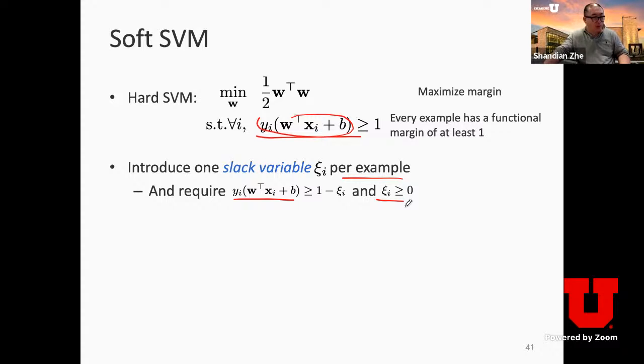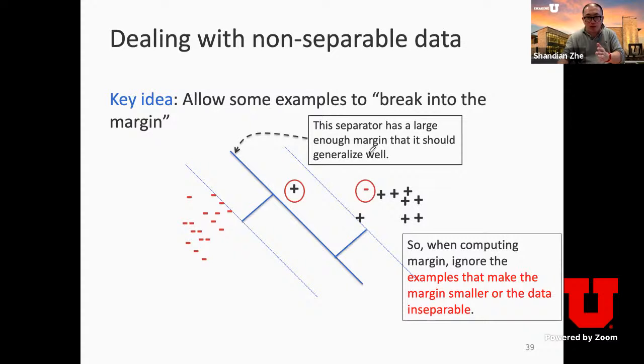Yes, exactly right. Thanks, Tusha. If we want some example to break into the margin, that means this functional margin is less than 1. It could be less than 1 or even less than 0. If it's less than 0, then like this negative example, it not only breaks into the margin, it also flips the side and comes to the other side. For the positive example, inside the margin means that yi times the prediction score is less than 1. If it is 1, it stays on the margin. If it is bigger than 1, it's outside the margin.